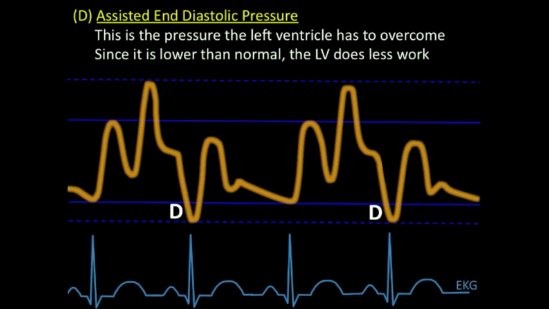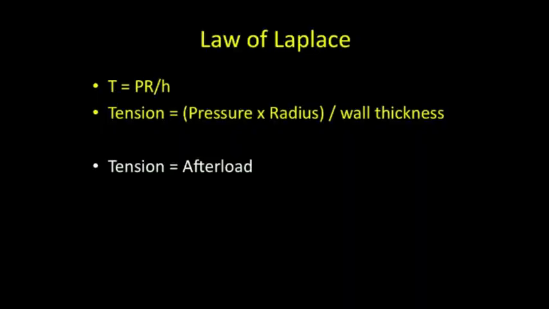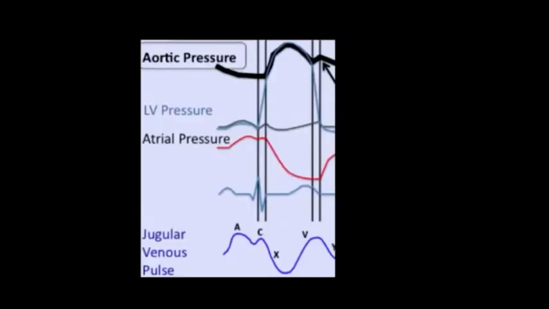And we have a decrease in afterload. So afterload is largely dependent upon aortic pressure. Now remember the law of Laplace. So we have tension, which essentially equals afterload, equals the pressure times the radius of the left ventricle divided by the wall thickness of the left ventricle. And always remember where we are in the cardiac cycle. So the assisted end diastolic pressure should be where exactly? So it's lower again, right? So it should be somewhere around there, and I have that circled.